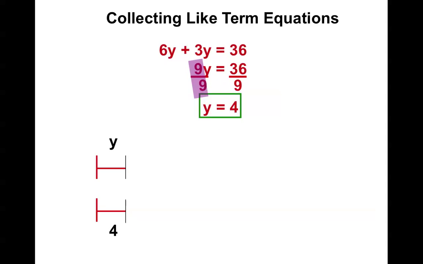If you want to check to see if you're right, all you have to do is plug in. 6 times 4 would be 24, 3 times 4 would be 12, and 24 plus 12 would equal 36.